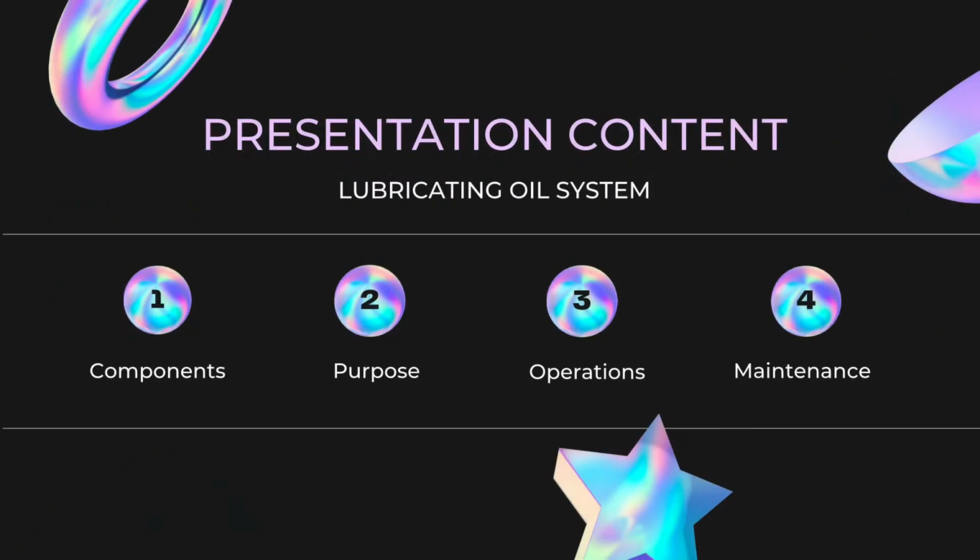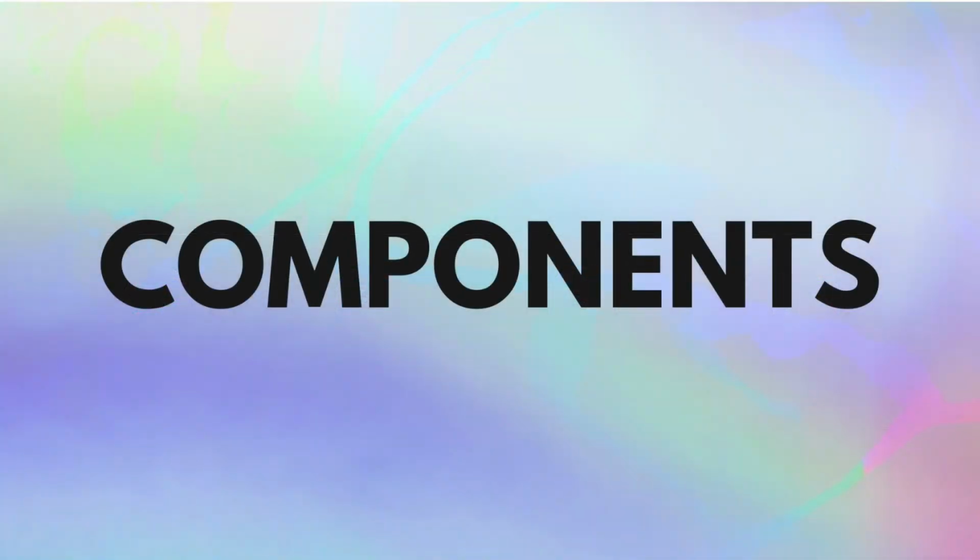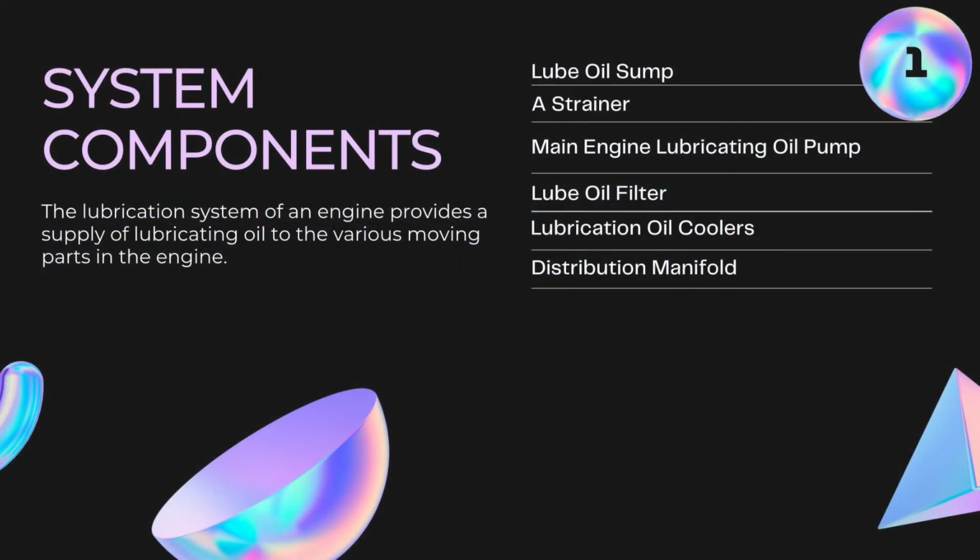The content of my presentation focuses on the system components, purpose, operation, and maintenance. First, we'll start with the components. The system components. It is mainly composed of the lube oil sump tank, a strainer, the main engine lubricating oil pump, lube oil filter, lubrication oil coolers, and distribution manifold.